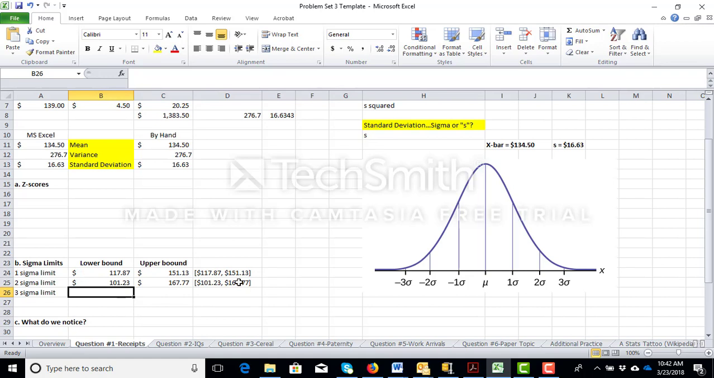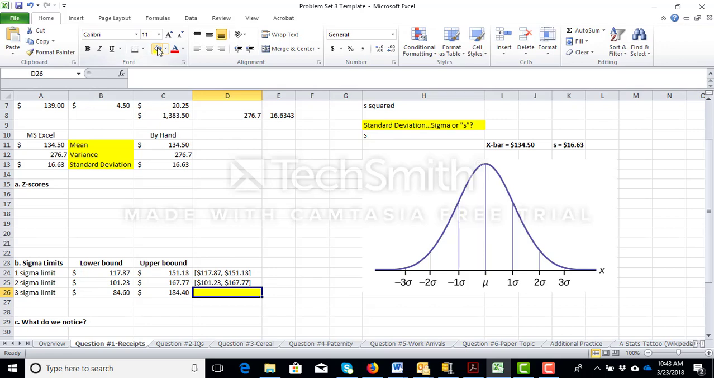Let's do 3 sigma limits. Equals the average minus, I'll say, 3 times the standard deviation, $84.60. That's this minus 3 sigma here. That would be an $84.60 receipt. And then for the upper bound, equals the average plus, not minus, the average plus 3 times the standard deviation. That gets me to $184.40 over here. That would be the dollar value of the receipt that's 3 standard deviations above the mean.